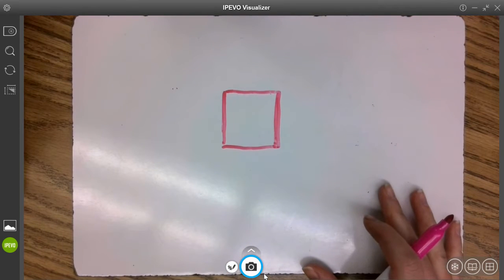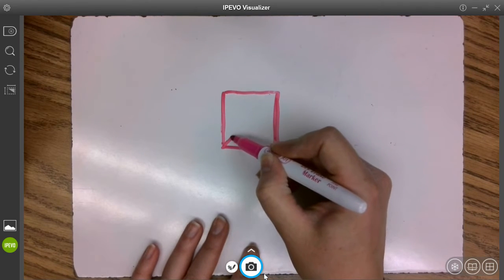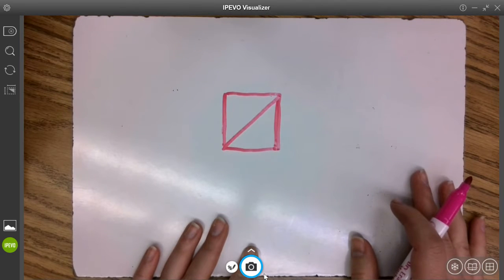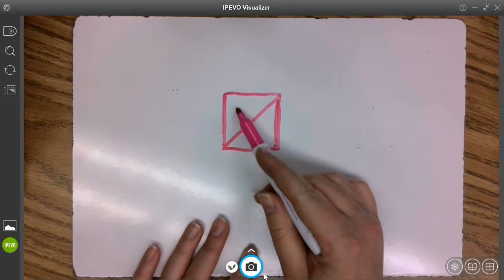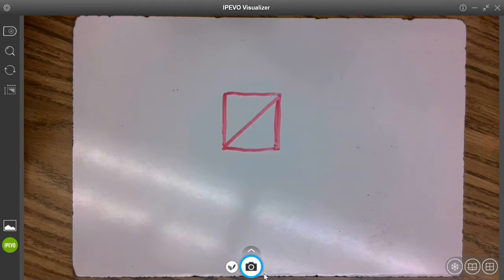If I have a square and I want to cut it in half, I'm going to cut it in two pieces that are the same size. There's more than one way to do that with a square. I chose to do it this way because I think that's the easiest to see. That I could fold this over and it would be the same on both sides.